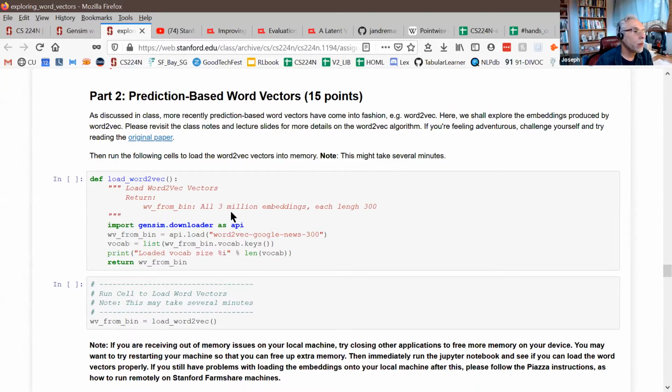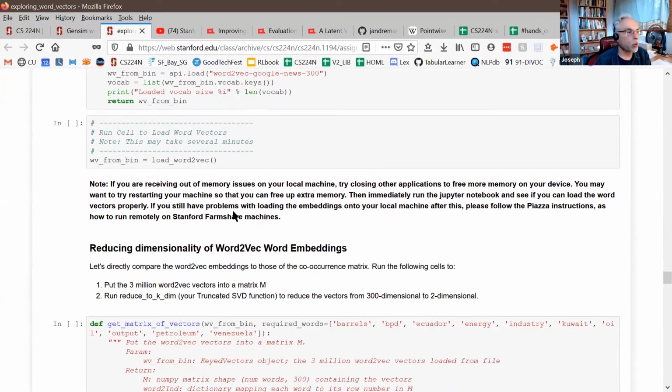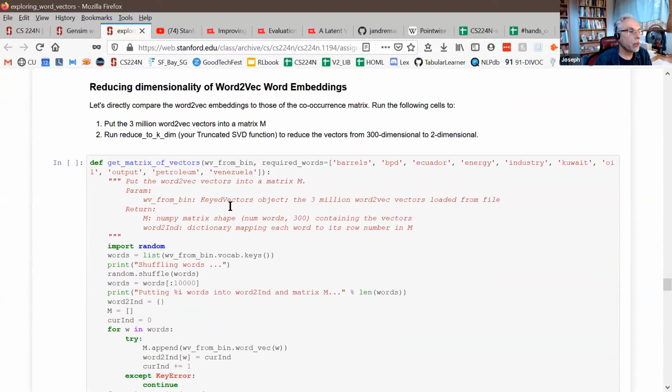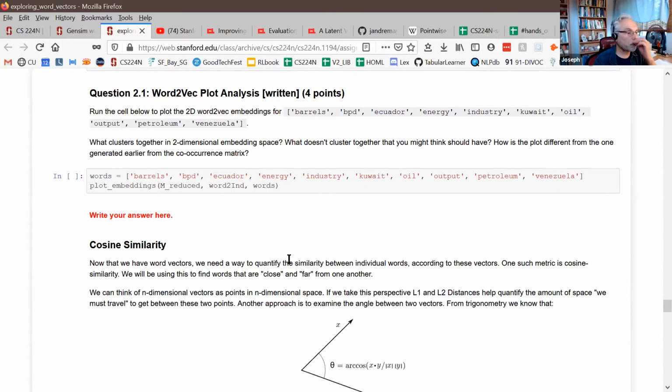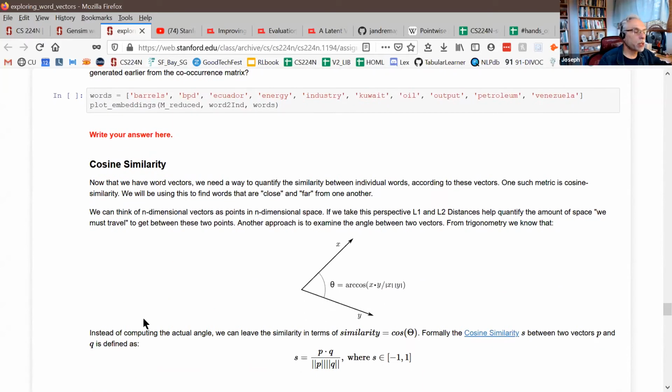And so here we start with the word2vec embeddings instead of deriving the embeddings ourselves. And then we reduce the dimensionality by the same technique, truncated SVD. And then we go through some similar exercises. And here they introduce this distance measure that we've seen before called the cosine similarity.